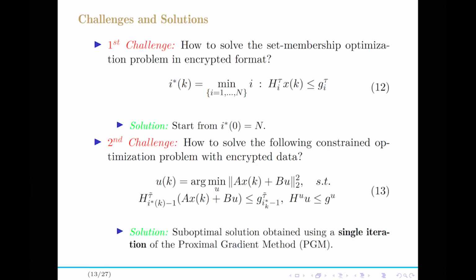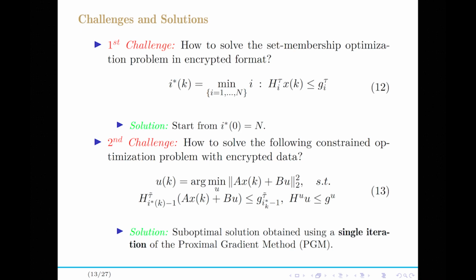To achieve the mentioned objectives, we have a couple of challenges that I'm going to explain. The first challenge is how to solve this optimization problem, which is the set-membership optimization problem for the first step of the set-theoretic MPC, in encrypted form.